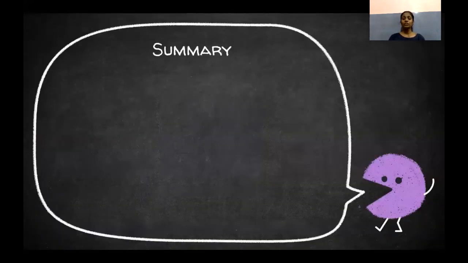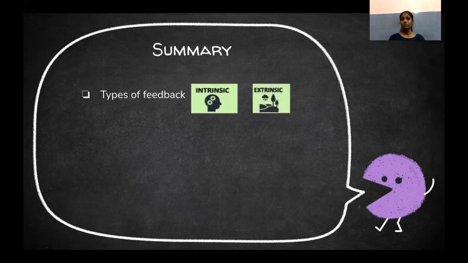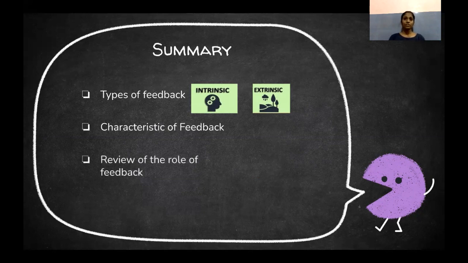So I would like to summarize here. We discussed the types of feedback, intrinsic and extrinsic, and we also discussed the characteristics of feedback, like method of presentation, timing, frequency, attention of focus, autonomy, and lastly we saw the change in the view of the role of feedback.